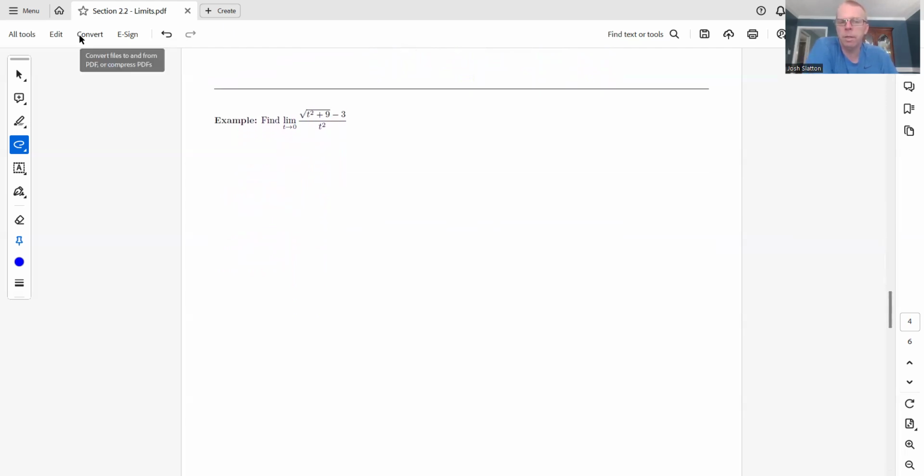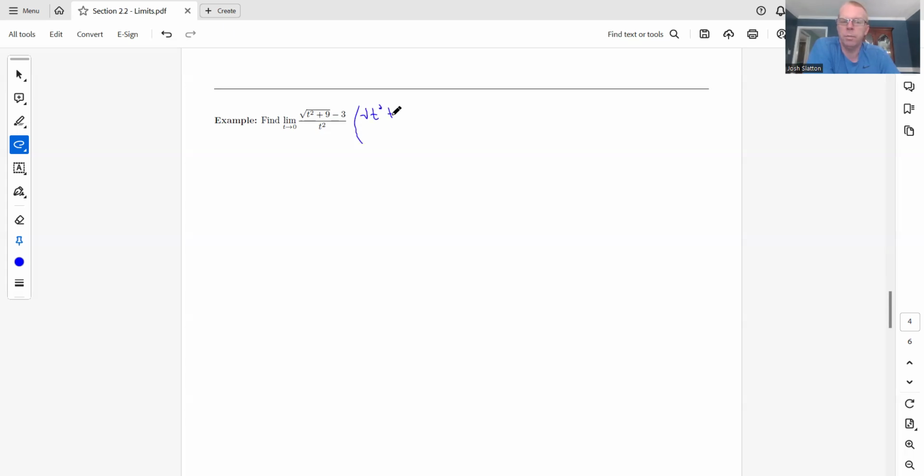So we have the limit as t approaches 0 of square root of t squared plus 9 minus 3, over t squared. And so if we plug in 0, we have square root of 9 minus 3, that gives us 0, and then of course 0 on the bottom. So this does not work. So what we can do here is rationalize the numerator.